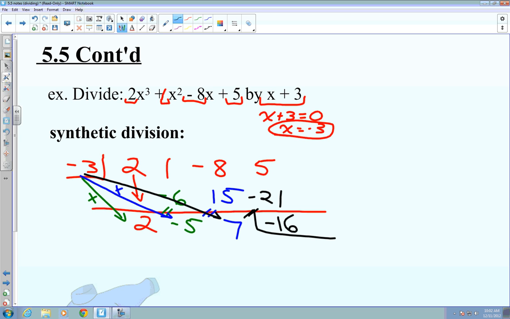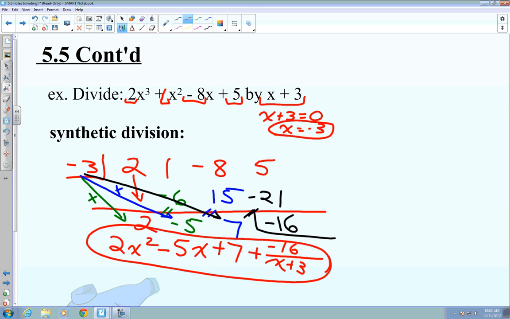Now, here's the trick. I started with x to the third up here. So that means when I look at this last one, I'm going to start with 1 exponent less. So I'm going to start with x squared. So this solution is 2x squared minus 5x plus 7. My remainder is negative 16, so it'll be plus negative 16 over my divisor, which was x plus 3.